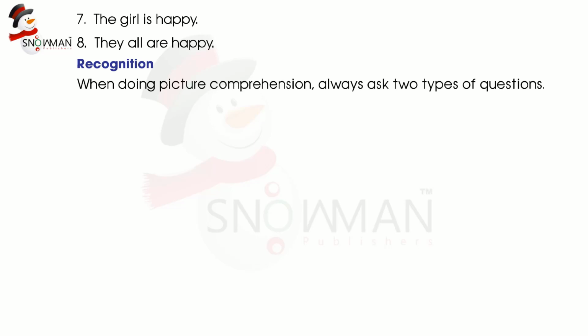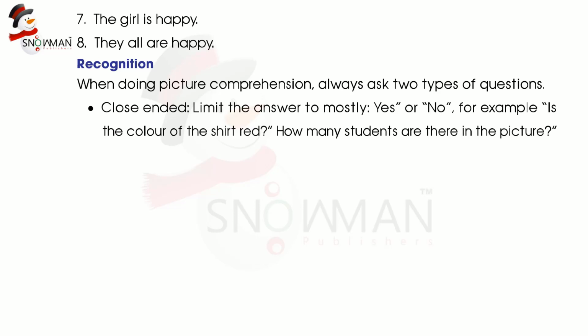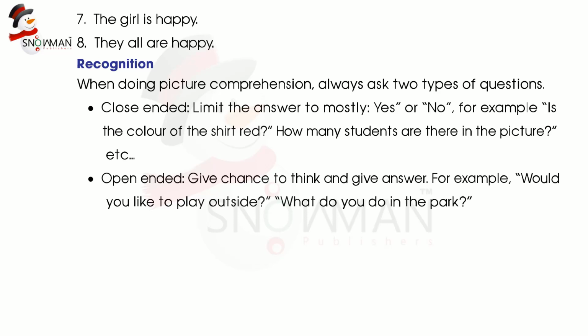Recognition. When doing picture comprehension, always ask 2 types of questions. Close-ended. Limit the answer to mostly yes or no. For example, is the color of the shirt red? How many students are there in the picture? Etc. Open-ended. Give chance to think and give answer. For example, would you like to play outside? What do you do in the park? Etc.